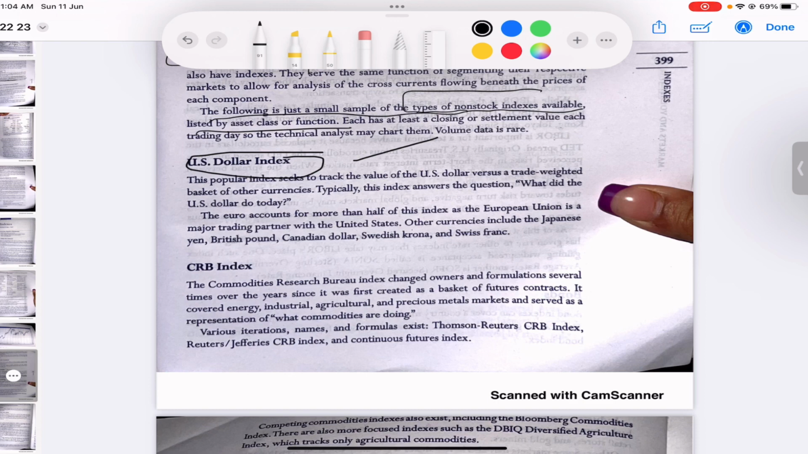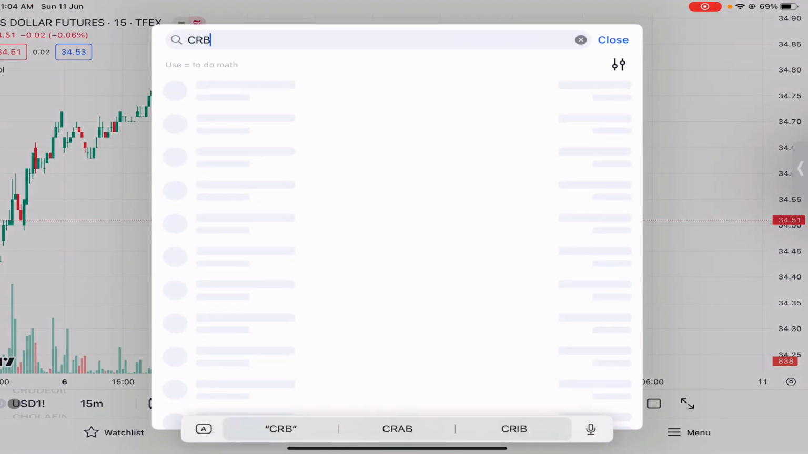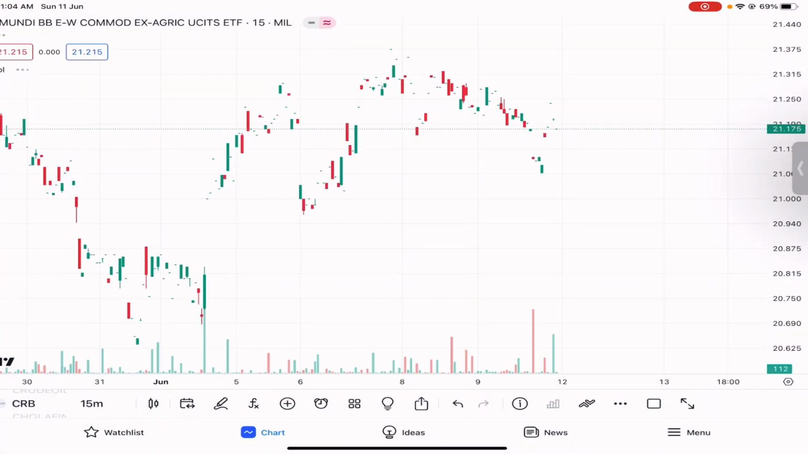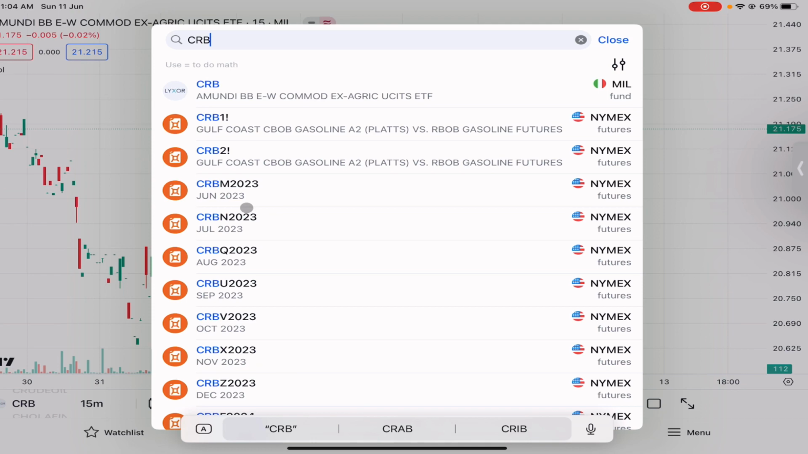Let's see another non-equity, non-stock index, which is the CRB index. So what is the CRB index? The CRB index is basically the Commodities Research Bureau index. It shows you all sorts of energy, industrial, and agricultural commodities. So it basically gives you an overview of commodities. How is the commodity market performing? That is what is shown by the CRB.